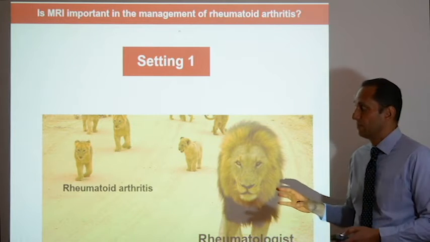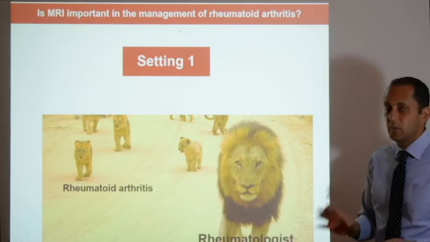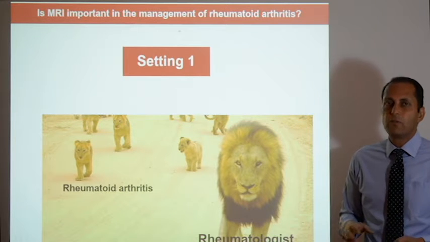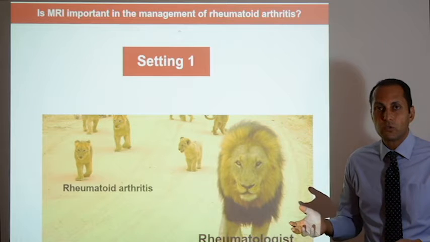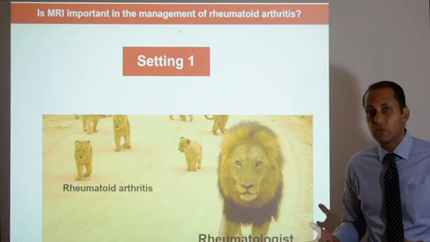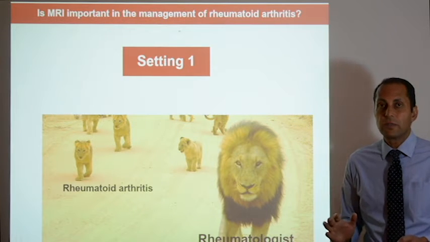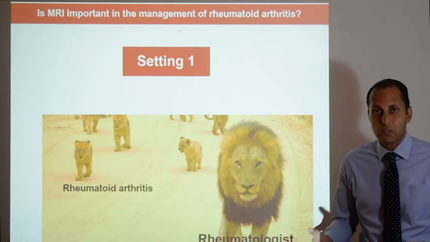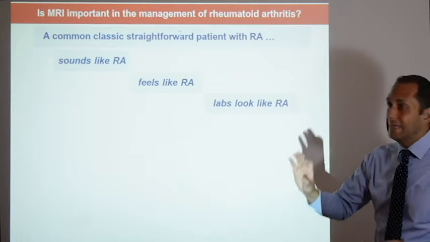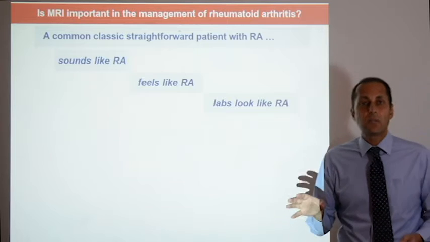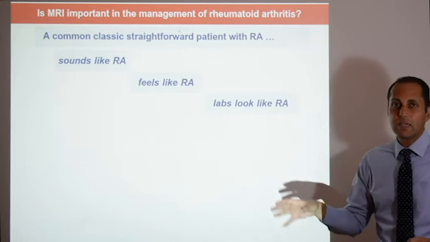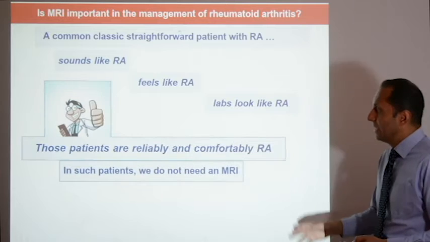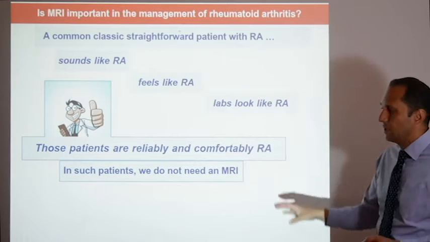This is setting number 1. You're sitting in your clinic, you get a patient, a 35-year-old female. She has pain and swelling of the small joints of the hands for like 4 months now. She has morning stiffness for 2 hours. And you examine her, she has a straightforward tender joint count of 20, a swollen joint count of 15, her ESR is 60, her rheumatoid factor is positive, CCP is positive. So this is a common, classic, straightforward patient with RA. She sounds like RA when you take a history, she feels like RA when you examine her joints, and the labs look like RA when you check the ESR and the autoantibodies. Those patients are reliably and comfortably rheumatoid arthritis patients.